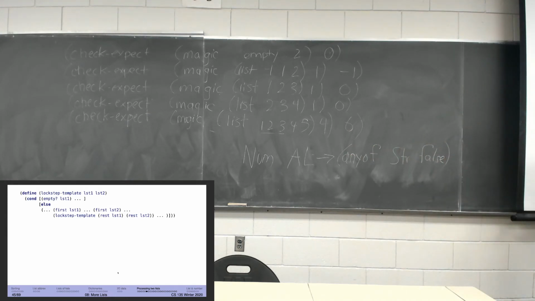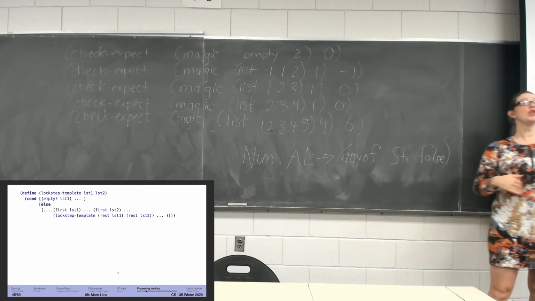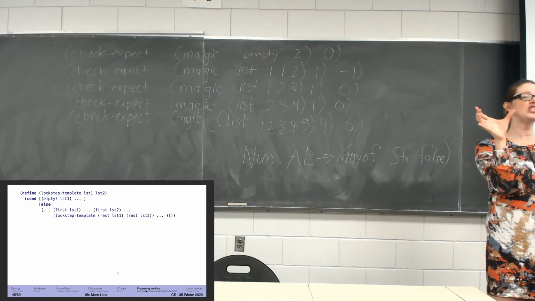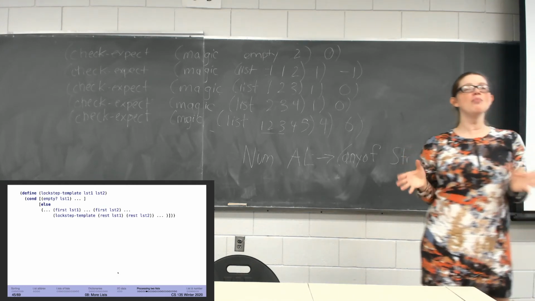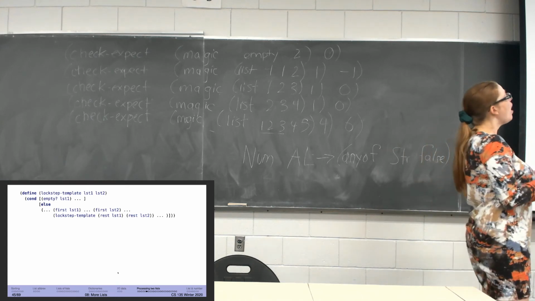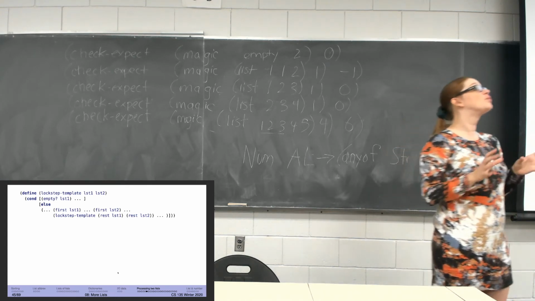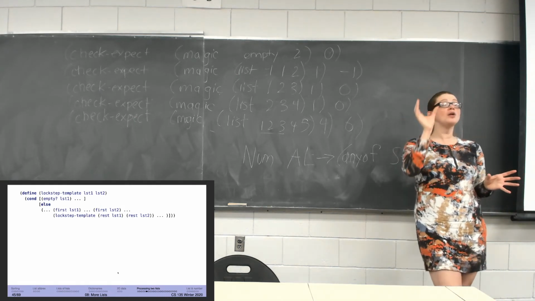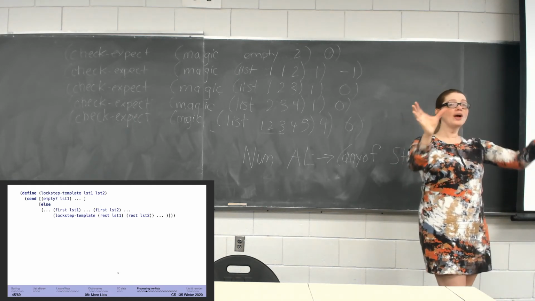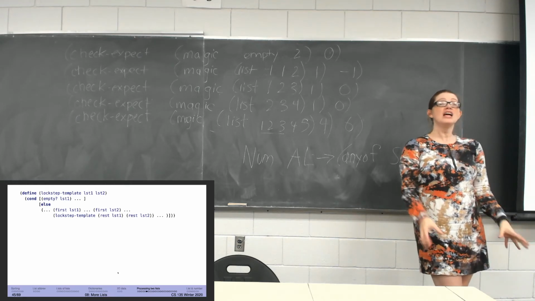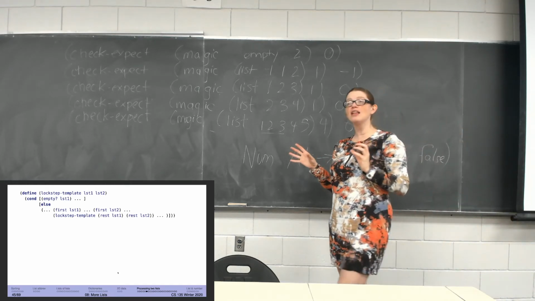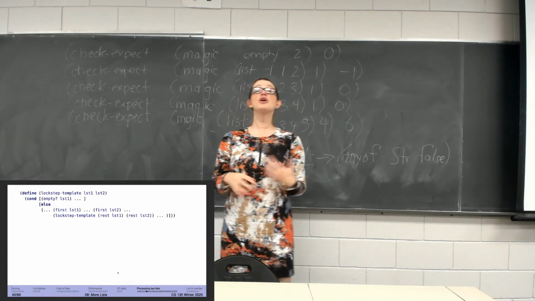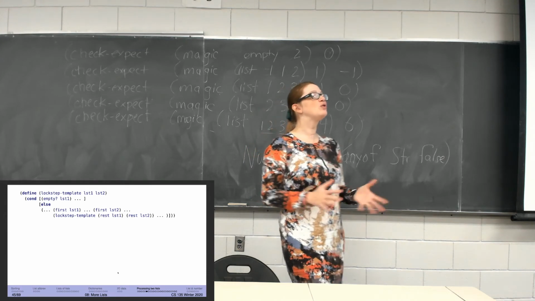If so, do something. Otherwise, both lists are not empty, so we're going to do something with the first element of each, and then we're going to combine in some way that result with the result from calling the lockstep template on the rest of both lists. So instead of just recursing on one list, now we're going on both of them at the same time. So when we are processing the fifth element of list 1, we are also processing the fifth element of list 2.